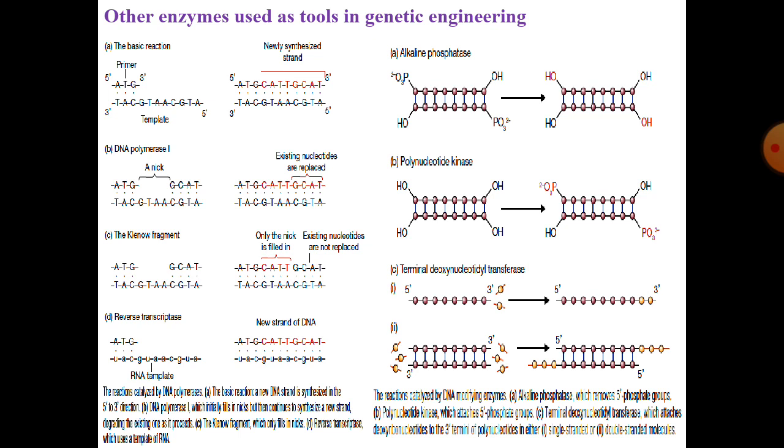Another important enzyme is the terminal deoxynucleotidyl transferase. What this enzyme does is, as the name itself suggests, it transfers deoxynucleotides to a sequence. As we have seen how homopolymer is generated, this enzyme transfers this homopolymer tail to the sequence of vector DNA and the desired DNA to generate sticky ends. These are the main enzymes that are used as tools in genetic engineering.